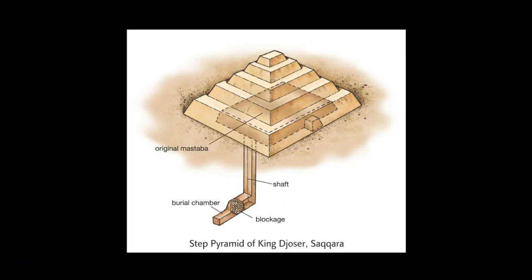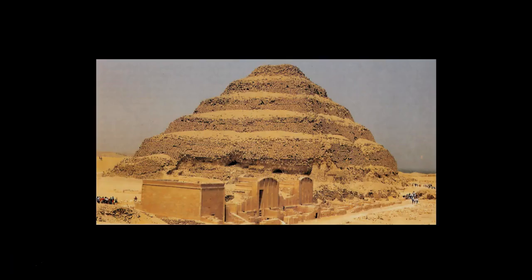Several mastabas of diminishing size were stacked on top of each other to form a step pyramid. So you can kind of see here, this is what the mastaba looked like, and then gradually they started stacking these mastabas on top of each other. And so this is actually a diagram of the step pyramid of King Djoser. And here's what it looks like today.